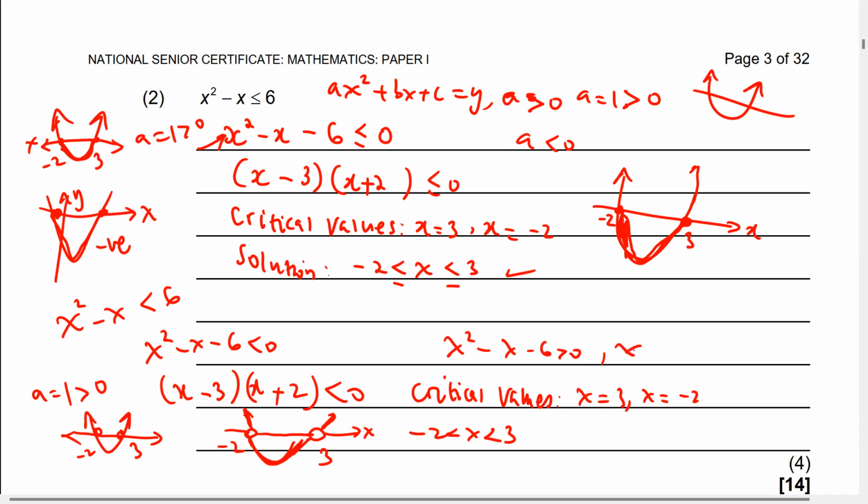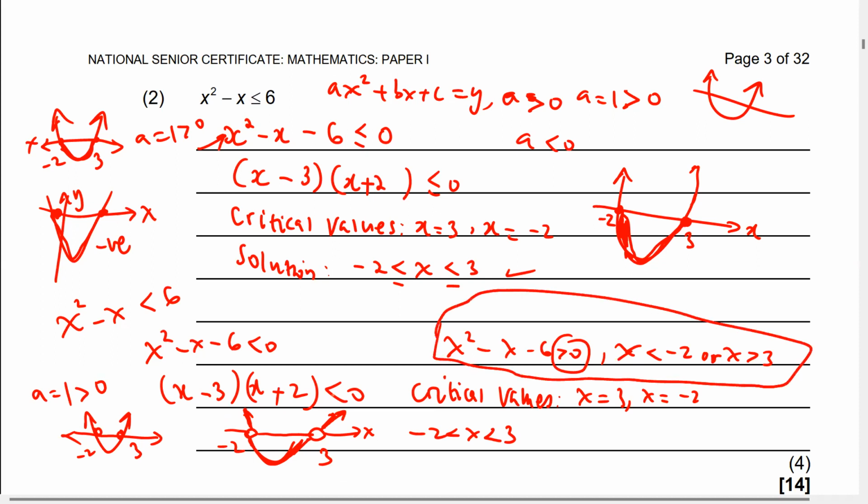So that would be x less than -2, or, greater than 0 means you're looking at the things above, x bigger than 3. We say or here because it goes to the left or to the right. There's no solution in the middle, because the solution is only when it is above the x-axis. That would be the solution in the event that the examiner changes less than to greater than.